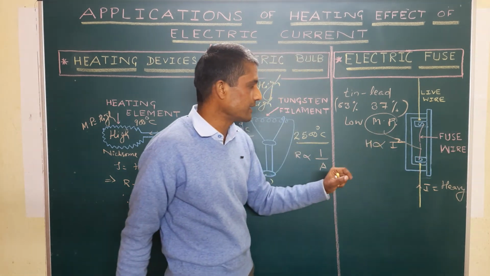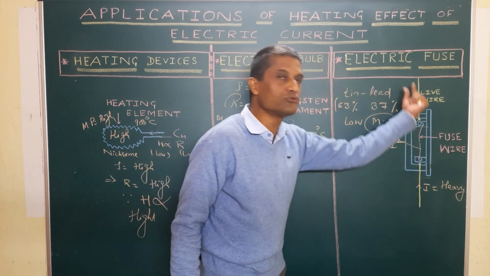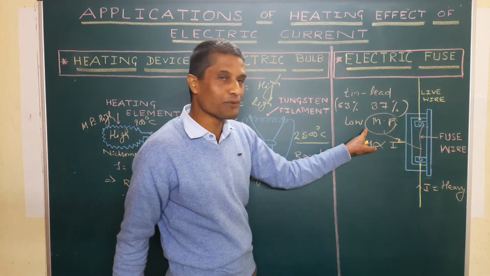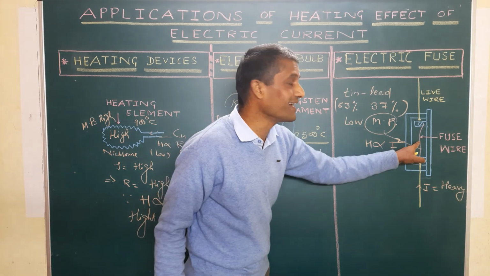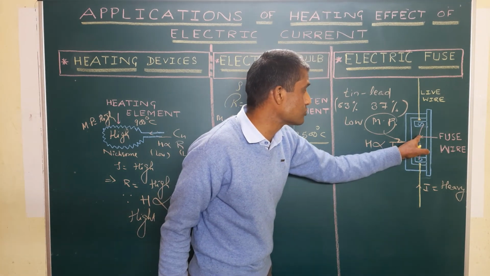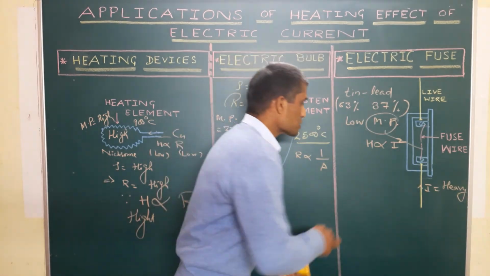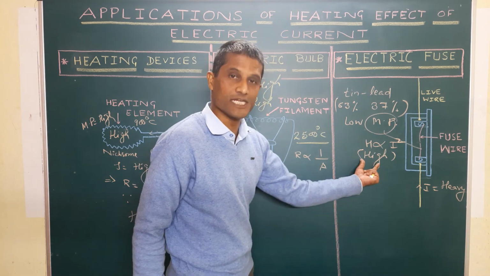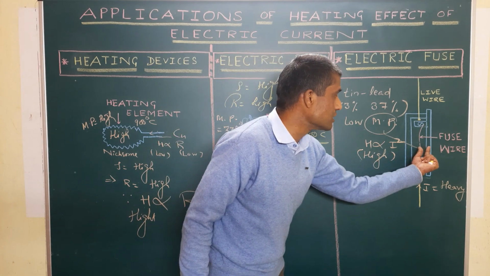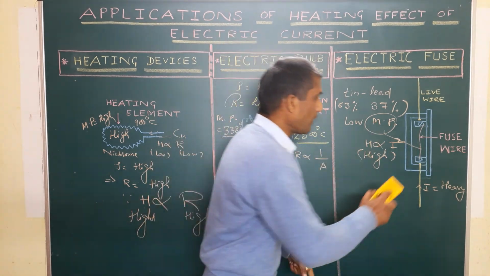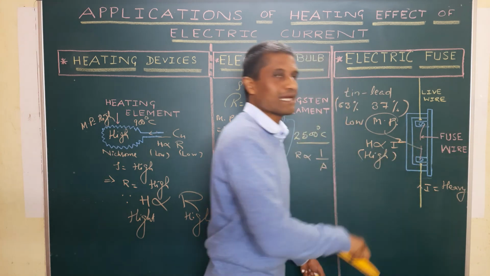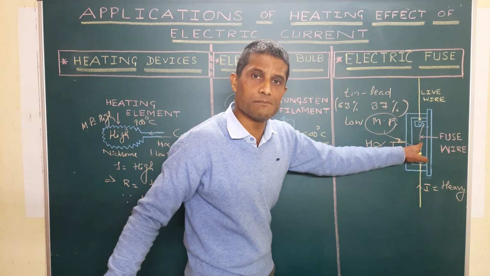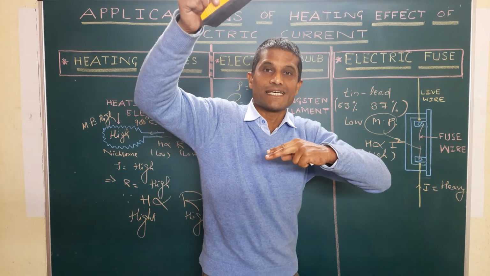So what is happening then? When an excessive amount of electric current begins to flow through this fuse wire, having low melting point and high resistance, what happens? Heat production is going to be very high, thanks to the heating effect of electric current. There is so much heat production that, due to its low melting point, the wire melts away and breaks the circuit. Very quickly it will melt away when the current exceeds the safe limit.